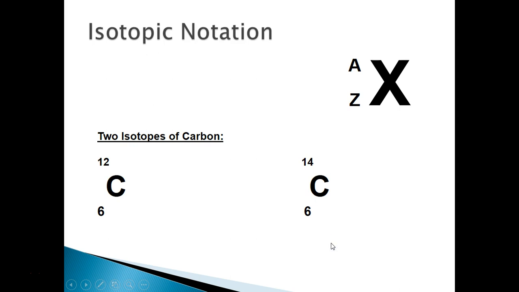So let's dive into isotopic notation. Isotopes are always given the same notation, AZX. Now, in this notation, A is called the mass number. And the mass number is the number of protons plus the number of neutrons. Now, since the nucleus consists entirely of protons and neutrons, the mass number is the total number of particles in the nucleus of a particular atom.